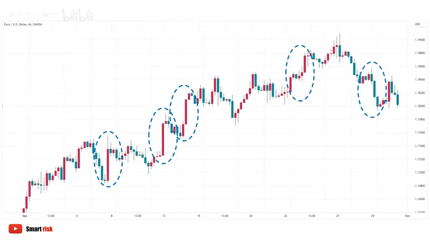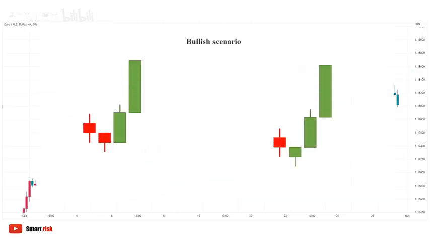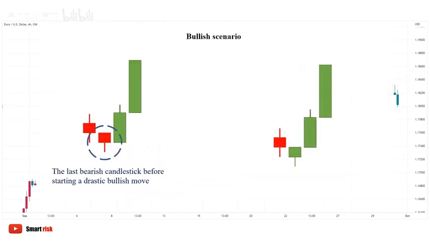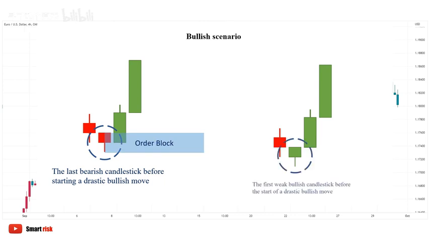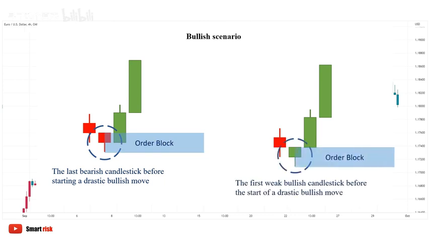And why are order blocks important? Because whenever the price reaches them, we can expect the price to show a significant reaction to them. In the bullish scenario, the last bearish candlestick before starting a drastic bullish move will be identified as the order block zone. Or the first weak bullish candlestick before the start of a drastic bullish move. The same thing applies to the bearish scenario.